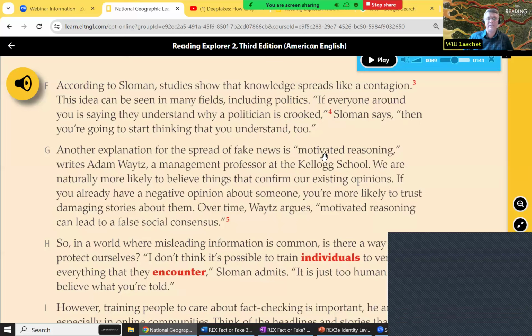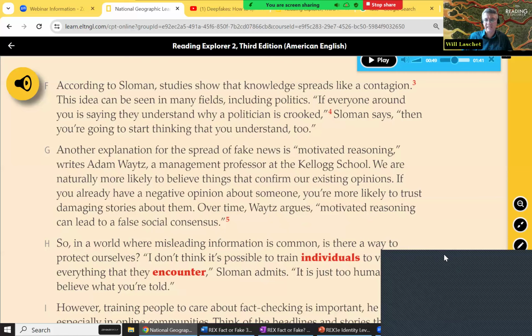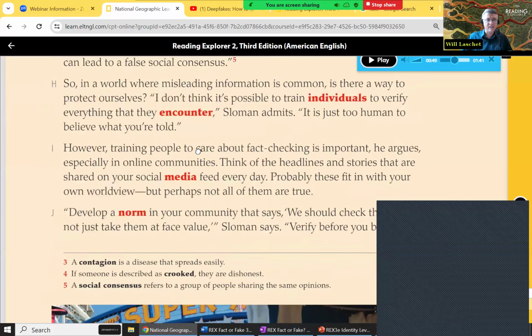Another explanation of the spread of fake news is motivated reasoning. Okay, now motivated reasoning, it says here, we are more likely to believe things that confirm our existing opinion. So we said this earlier, if you already believe something, then we're more likely to believe something similar. Yeah, so Tanya's saying motivated reasoning sounds like confirmation bias. Yeah, I think they are strongly related concepts, Tanya. Motivated reasoning, confirmation bias. So it says here, motivated reasoning can lead to a false social consensus. Okay, let's finish listening to the article.